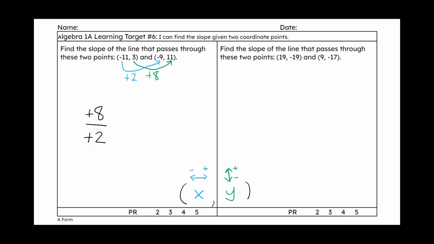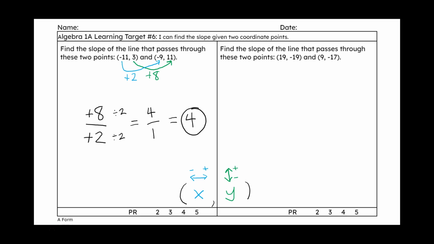Some people like to reduce this as you could a fraction, and in this case both 8 and 2 are divisible by 2. So that would be equivalent to 4 over 1, or just a slope of positive 4 if you would like. For me, this is correct, and this is correct. I would personally stop here so that you don't leave any room for errors when you're reducing.